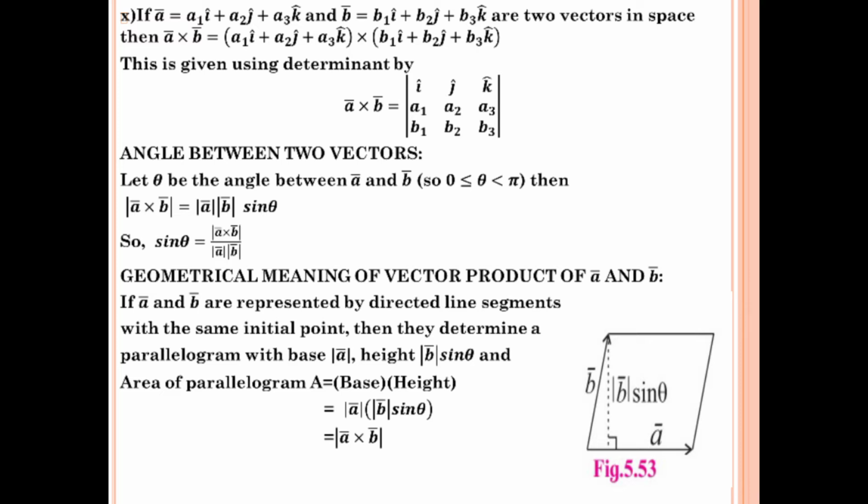Geometrical meaning of the vector product of a vector and b vector. See, if a vector and b vector are represented by directed line segments with the same initial point, then they determine a parallelogram with base magnitude a, height magnitude b into sine theta, and the area of the parallelogram is equal to base into height, which is equal to magnitude a into magnitude b sine theta. Therefore, it is equal to the magnitude of a vector cross b vector.